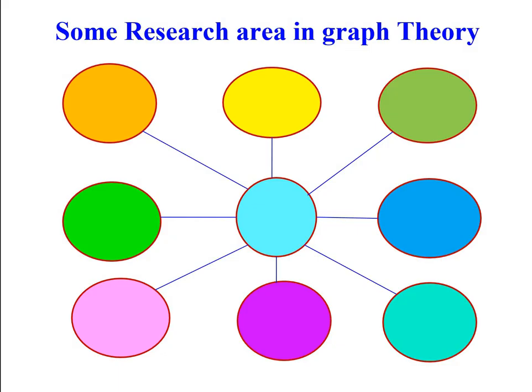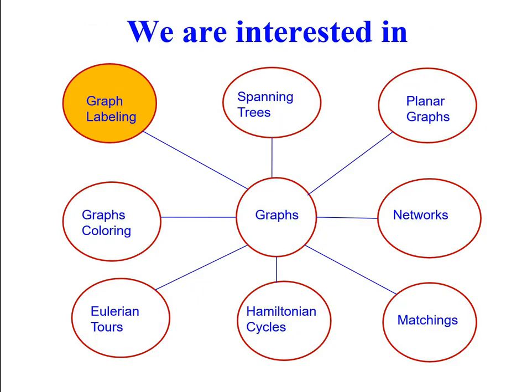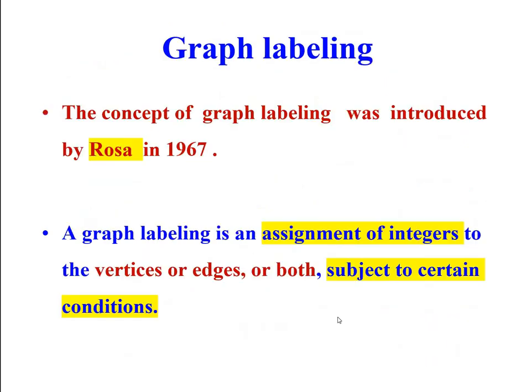Now I already mentioned some of the areas in graph theory. In this, we are going to concentrate on graph labeling. So we are going to have a few slides on graph labeling. The concept of graph labeling was introduced by Rosa in 1967. A graph labeling is an assignment of integers to the vertices or edges or both, subject to certain conditions.